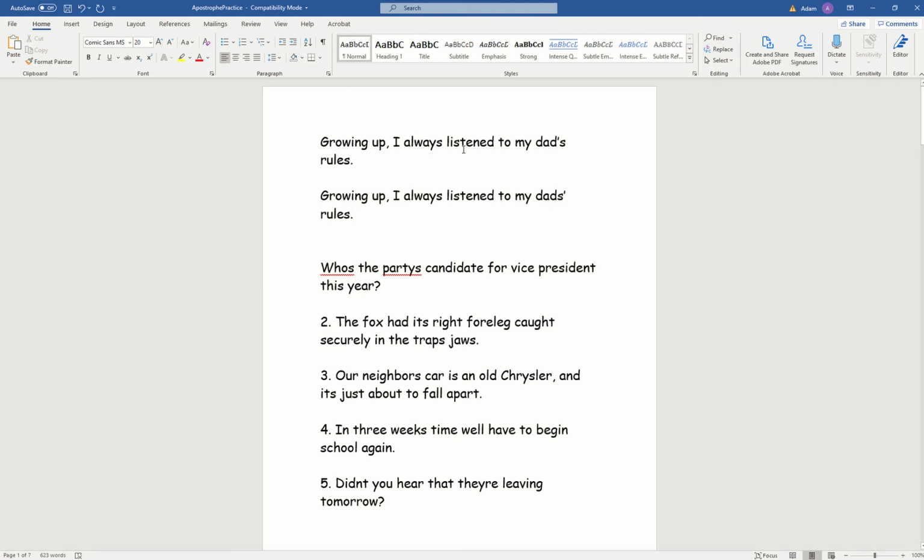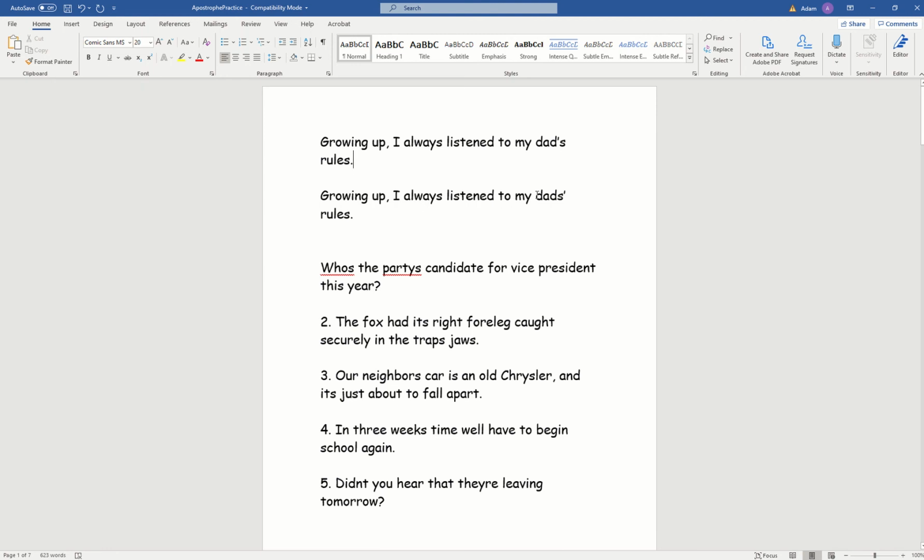These two sentences, just because of where the apostrophe is, mean totally different things. Growing up, I always listened to my dad's rules. Is there possession? Yep, the rules must belong to my dad because the apostrophe is apostrophe S. So the word must not end in S. The word must be dad. So the rules belong to my dad. I have one dad. He had rules. I listened to them.